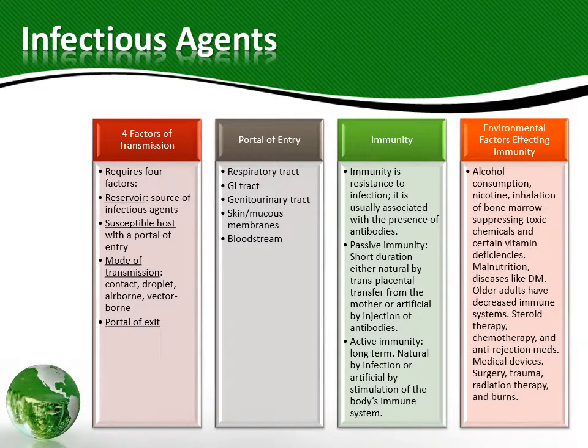There are environmental factors that can affect immunity. These can include alcohol consumption, nicotine, inhalation of bone marrow suppressing toxic chemicals, and certain vitamin deficiency. Malnutrition, diseases like DM. Older adults have decreased immune systems. Then there is steroid therapy, chemotherapy, and anti-rejection medications. We have medical devices or surgery, trauma, radiation therapy, and burns.